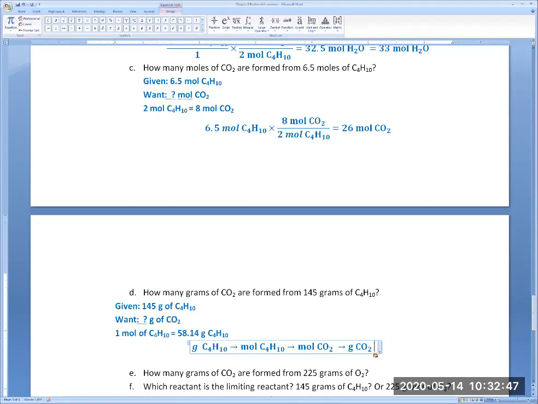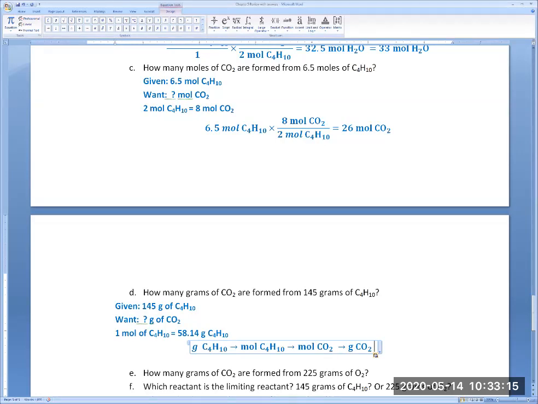So these roadmaps here are showing you the units of the amounts you start with, intermediate answers, and then the unit of the amount of what you're looking for. And where you have the arrows, it tells you you need a conversion factor there. And there are 3 arrows, which means we will need 3 conversion factors.